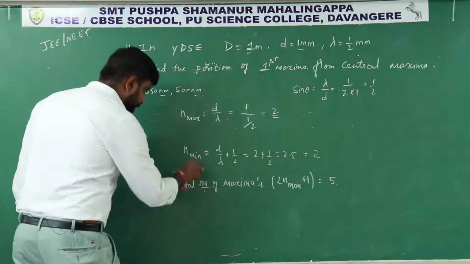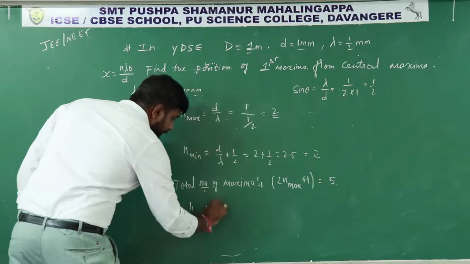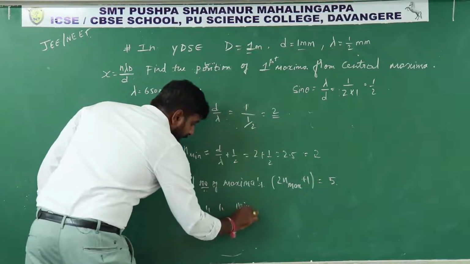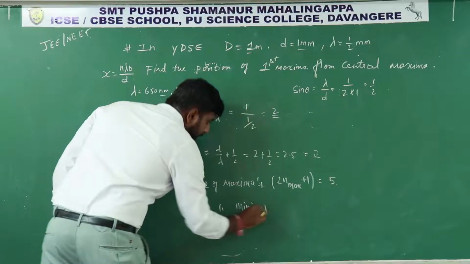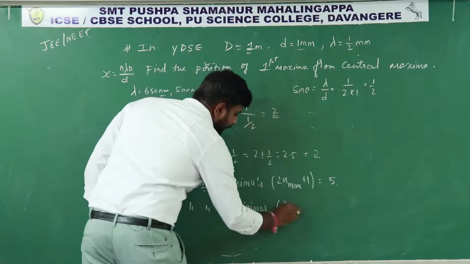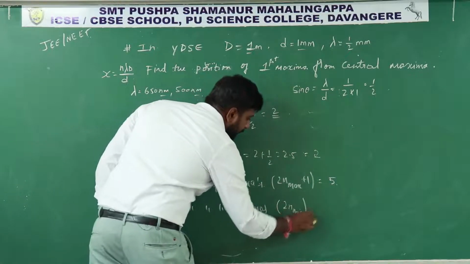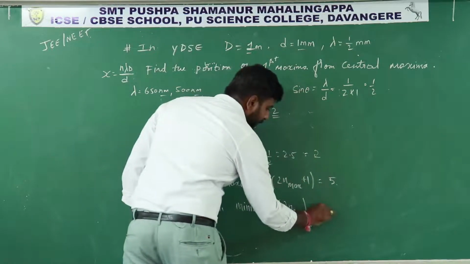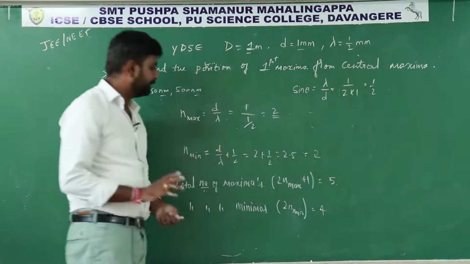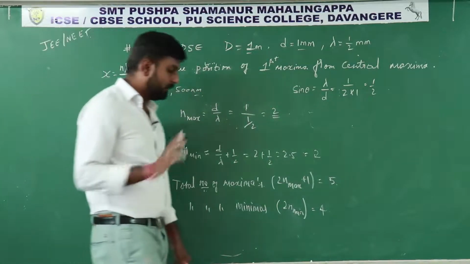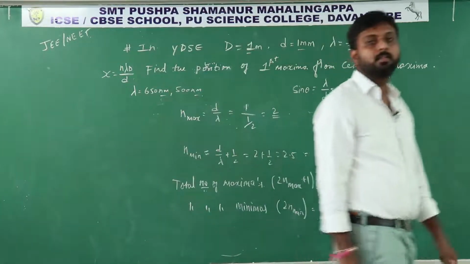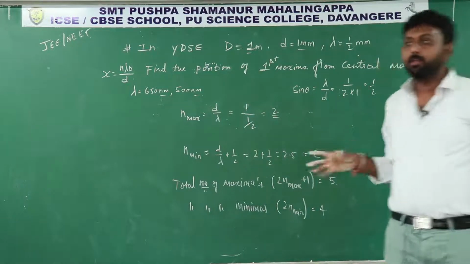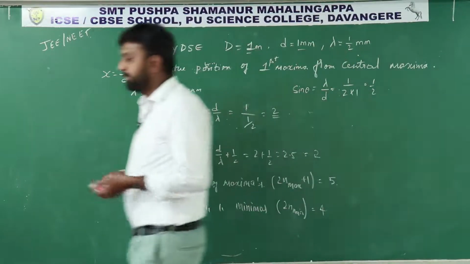And then the total number of minima. Here how many minima will form? That formula is 2n minima only, right? I consider it as 2, then it will form 4 dark fringes. In this way you have to solve the problems. I hope you understood this concept.